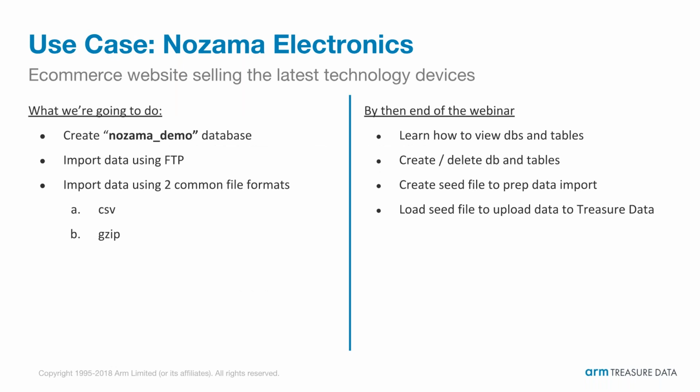So our use case today is NASM Electronics. It's an e-commerce website that sells the latest devices. What we're going to do is create a demo database. From there, we're going to import some sample data using FTP. I'm going to show you a few different data types that we're going to import, two common file formats, which are CSV and gzip.